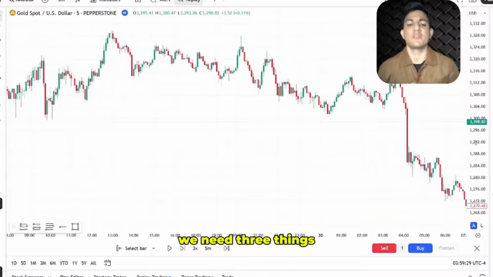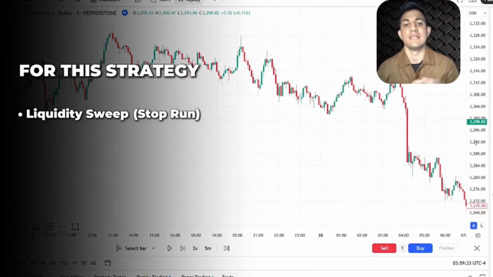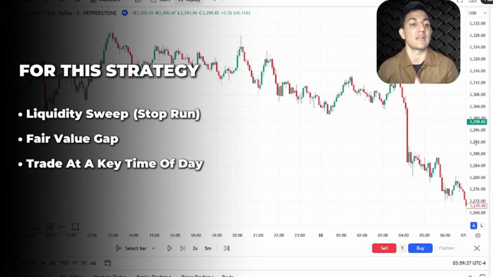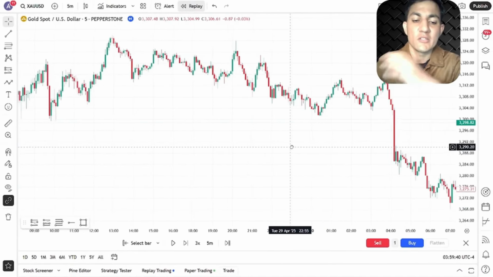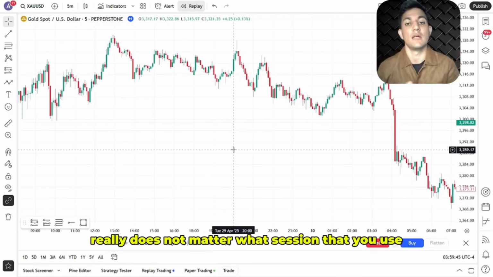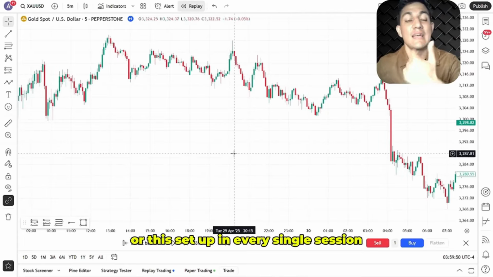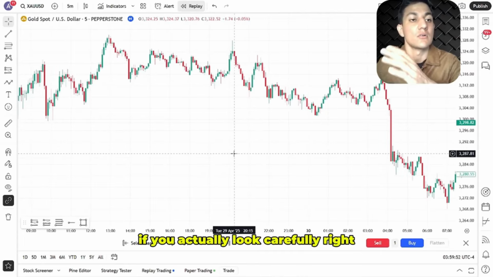Okay, so for this strategy, we need 3 things. The first thing we need is a liquidity sweep or a stop run. Second thing we need is a fair value gap. And the third thing we need is to trade at a key time of day. Now, when you get on the charts, the easiest thing to do is to have one session that you master, right? It really does not matter what session you use, because you'll get this model or this setup in every single session if you look carefully.